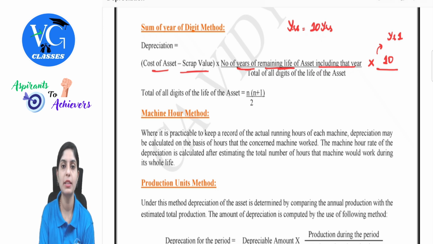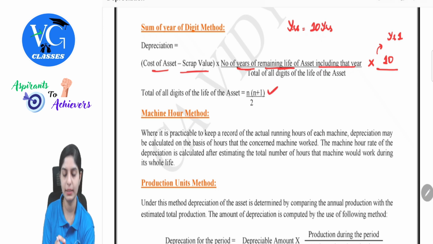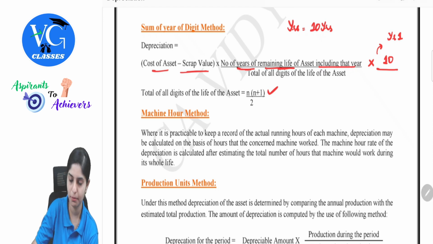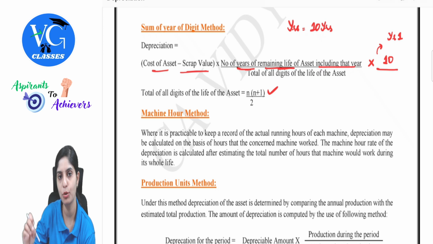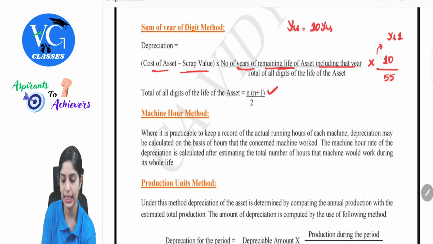Many times there could be a different useful life. At that point of time, I can simply calculate by using this simple step, that is n into n plus 1 by 2. Here also I can do the same thing. My n represents the number of years of useful life. So 10 plus 1 is 11, into 10, divided by 2. So that will be 55. So this was for year 1.